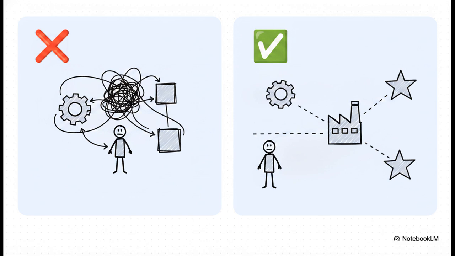But with the factory method, you get beautiful, loose coupling. The client only depends on abstractions. It's way cleaner, infinitely easier to test using mock objects, and just highly readable.